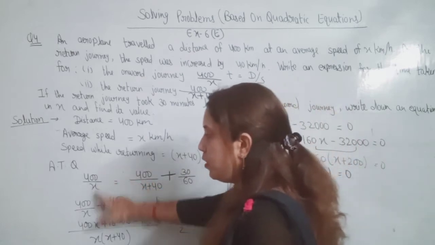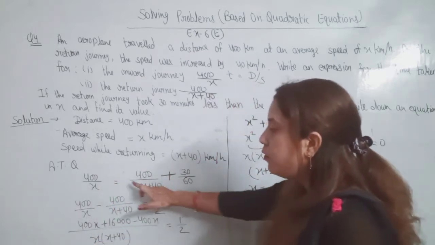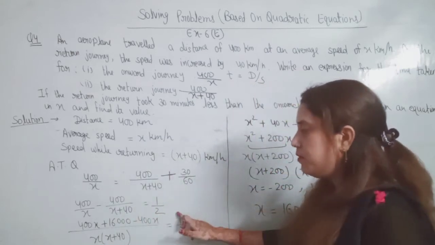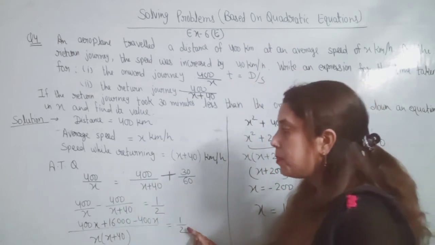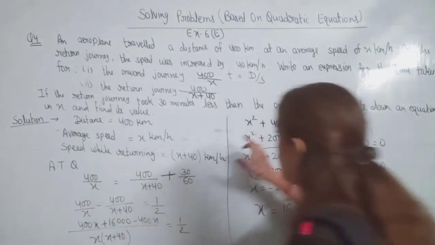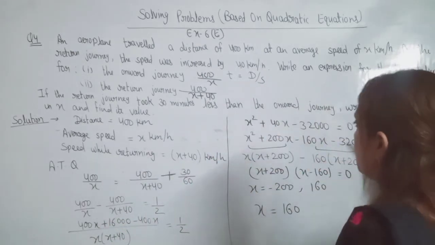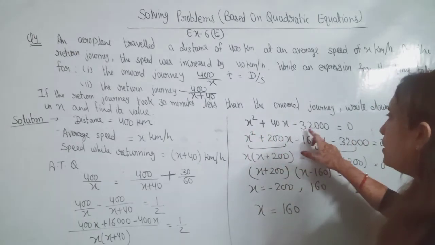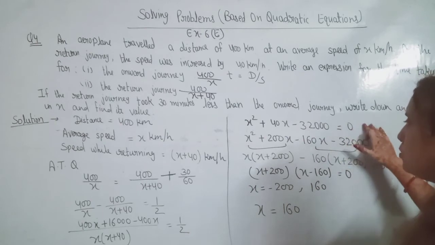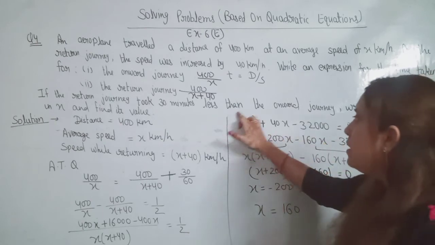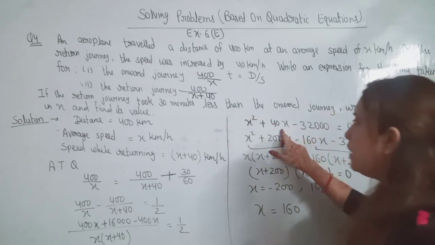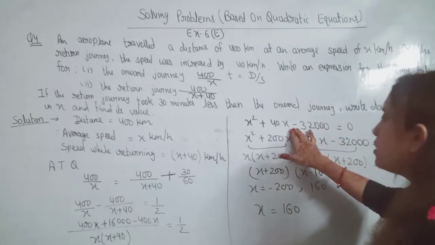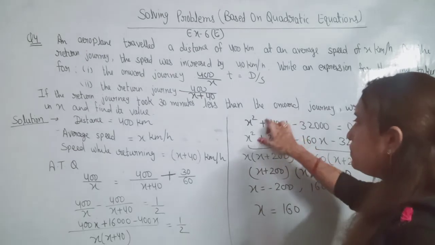So it will be 400 upon x minus 400 upon x plus 40 is equal to, when we solve it, 1 by 2. Now take the LCM, make the equation. The final quadratic equation will be x square plus 40x minus 32,000 is equal to 0. Now here we will apply the middle term splitting method. Find the two factors of 32,000 which, when we do subtraction, give 40.